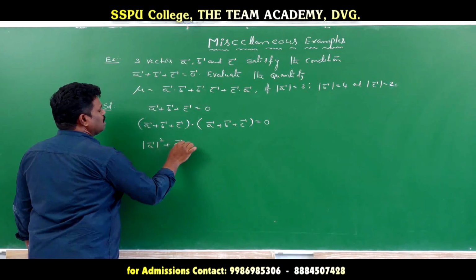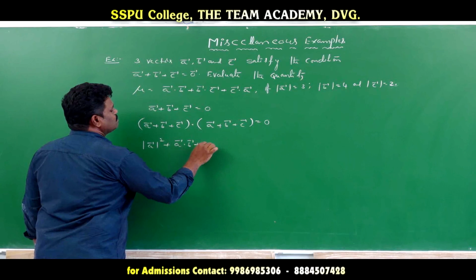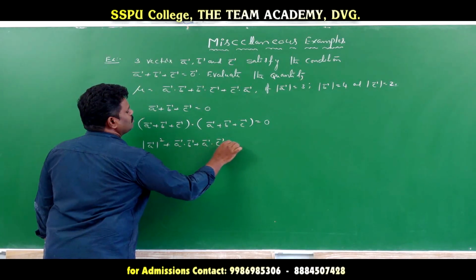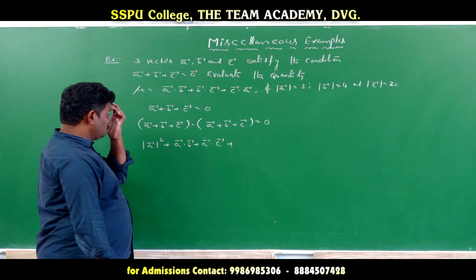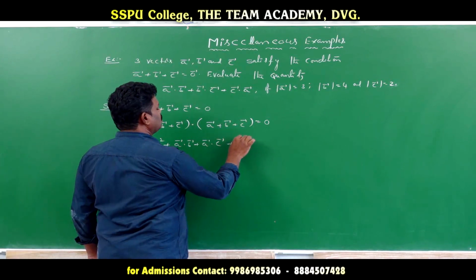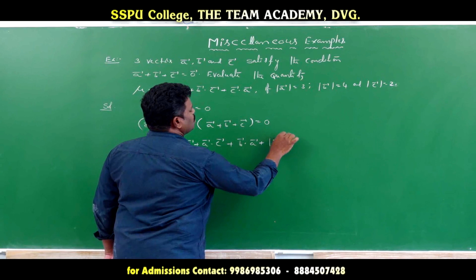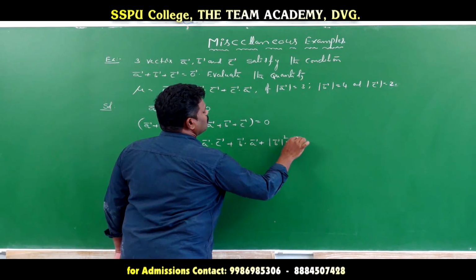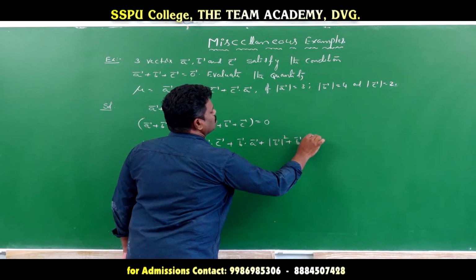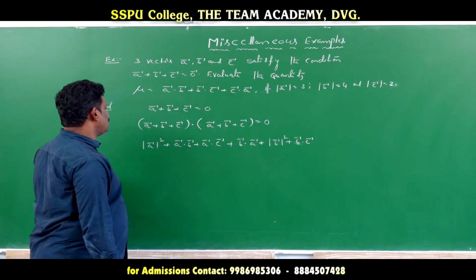Next one: A bar dot B bar plus A bar dot C bar value. Like that only for the second vector. So this one, what have we done here? B bar dot A bar value. Next one: magnitude of B bar square plus B bar dot C bar value. B bar dot C bar. Okay?